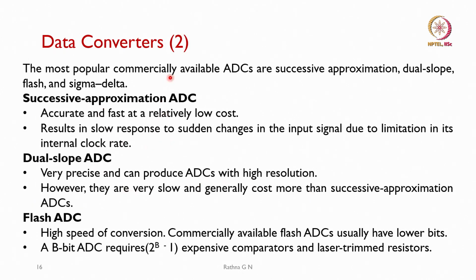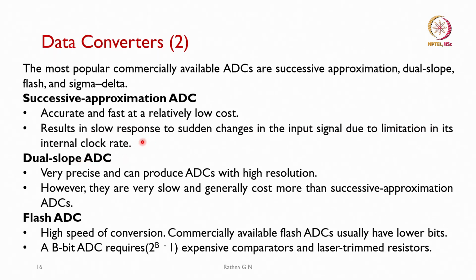Coming to the kinds of data converters available in the market, some of them are successive approximation, dual slope, flash ADCs, and sigma delta converters. We will see the advantages and disadvantages of a few of them. The first one is the successive approximation ADC. We know that it is very accurate, and in the olden days we were using this type of conversion. It is fast at a relatively low cost, so it was very popular in the olden days. However, this results in a slow response to sudden changes in the input signal due to limitation in its internal clock rate.